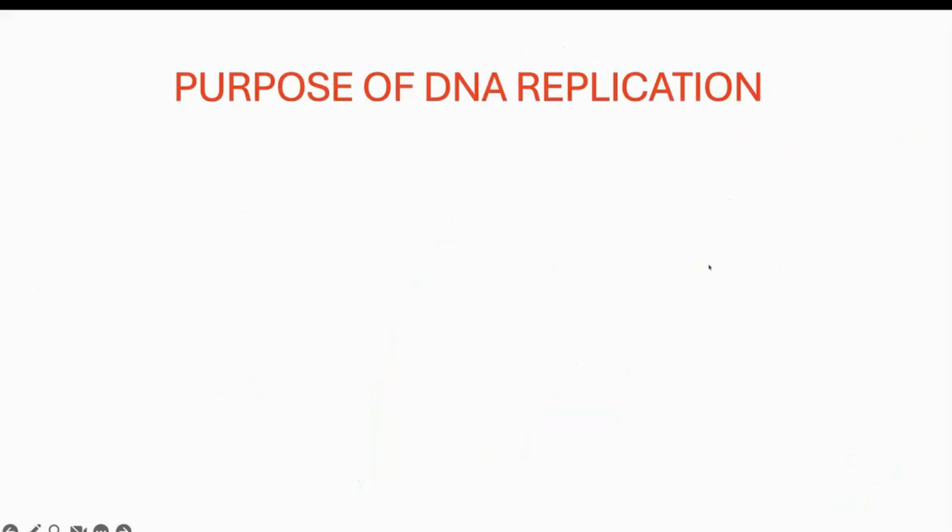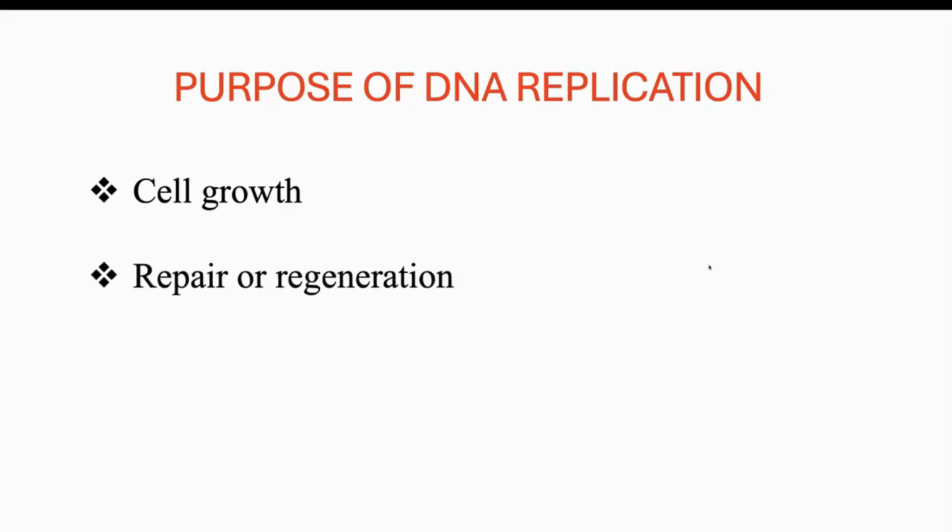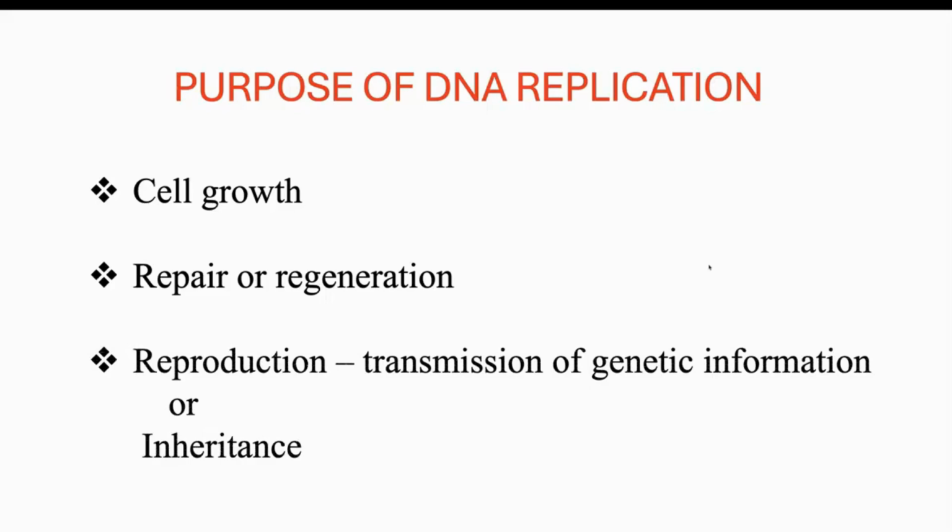Okay. Now what is the purpose of DNA replication? Why should the DNA be replicated? It is essential for our cell growth. Before cell division the DNA has to be replicated, and it is also involved in the repair or regeneration of cells. And the last one is very important, that is reproduction or inheritance. In inheritance, the transmission of genetic information from the parental strand to the daughter DNA takes place. Okay. Now, what are the steps involved in DNA replication?